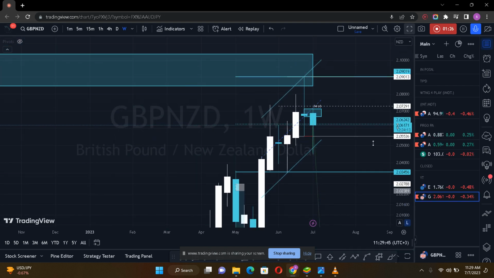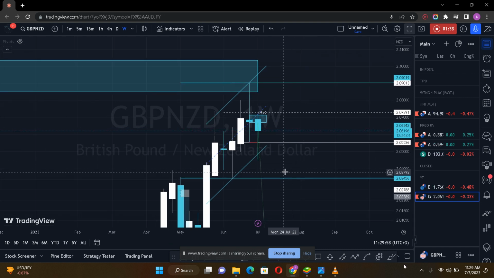The reason for this is for context. I'd like to know compared to the previous month, where is the price right now? Are we bullish? Are we above the previous month's range? Are we below it? Are we within it? Same case applies to the weekly.